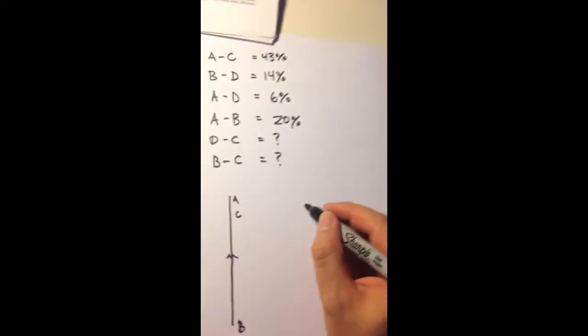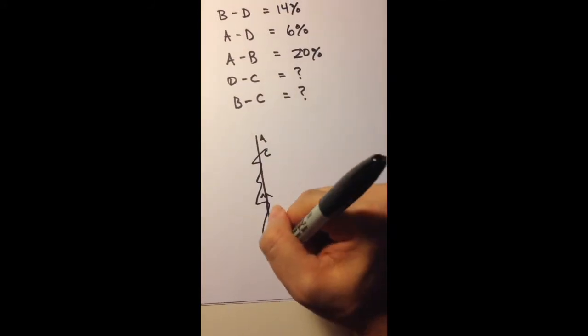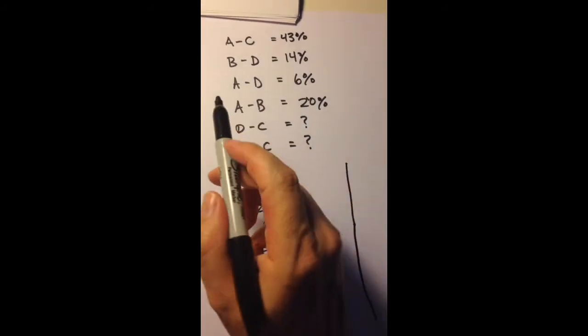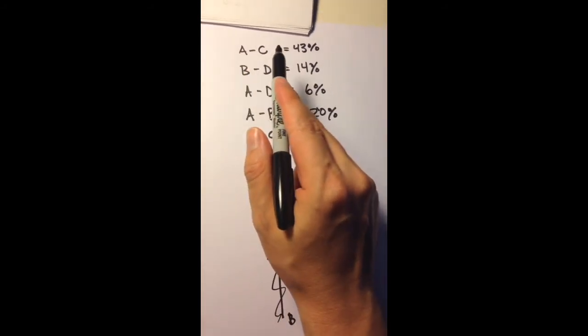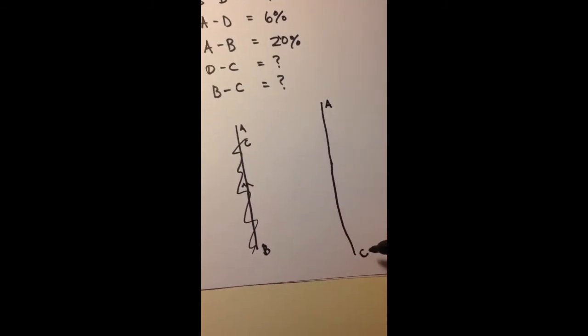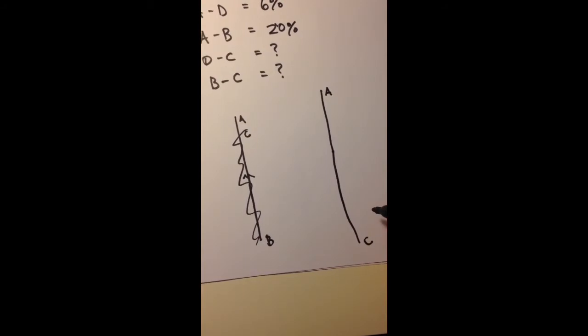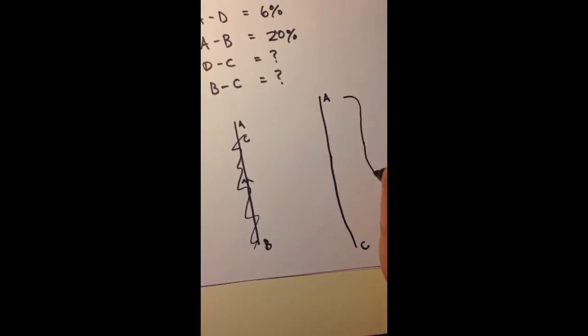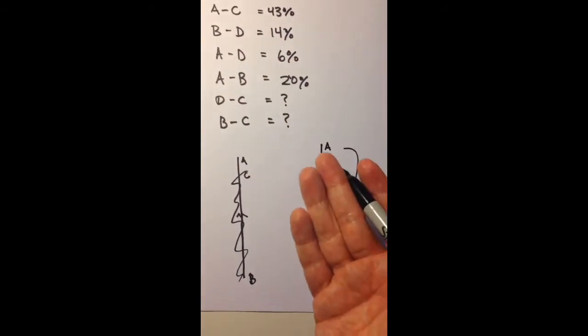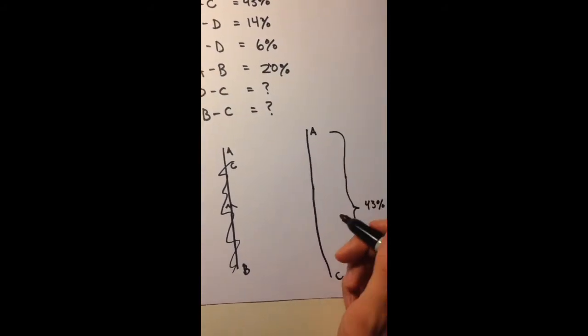Okay, so let's map out this gene. This is just an example, but let's map out this gene based on the information we have above. Based on that information, we know that A is farthest from C. So A is up here and C is down here. Okay, so you would say that these two genes are 43% apart. It's not really a distance, but based on the crossover events, 43% happened, so you would give this a number of 43.